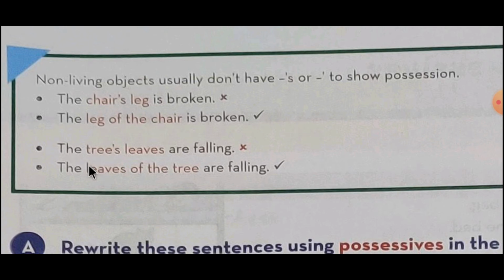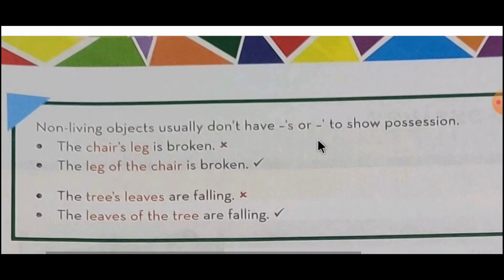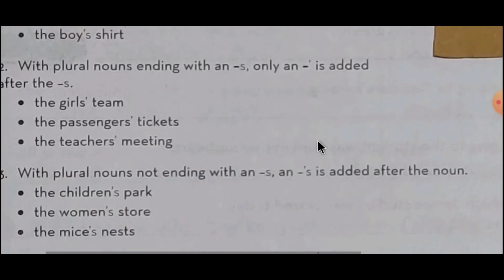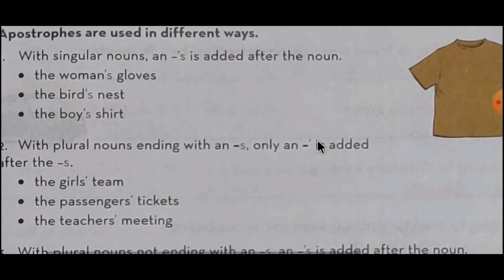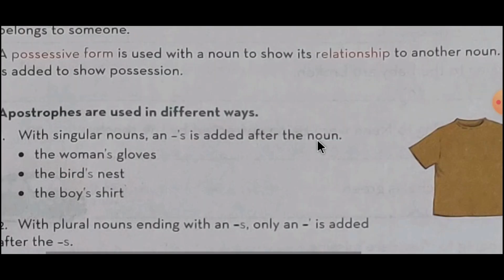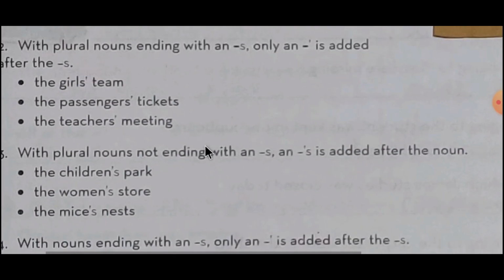So these are the two examples in which we have to be careful: when the nouns are non-living things, we will not use apostrophe s or only an apostrophe for their possessive form. Understood? So students, these are the few rules and examples of how to form the possessive form.